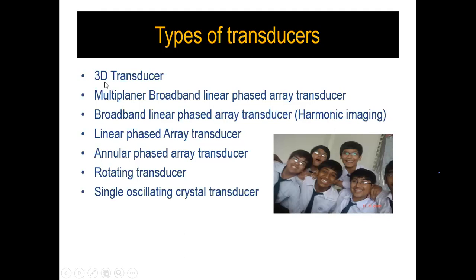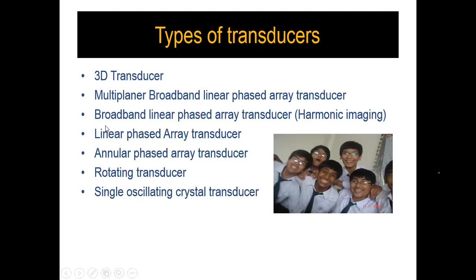Based on this frequency, penetration and depth, we have these kinds of transducers available in the market. Some are obsolete, some are available. We started with the single oscillating crystal transducer, where a single crystal was oscillating at a very high speed. Then came the rotating transducer, then the annular phase array transducer, and then the linear phase array transducer. All these array transducers are phased array.